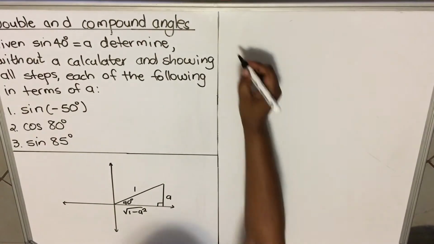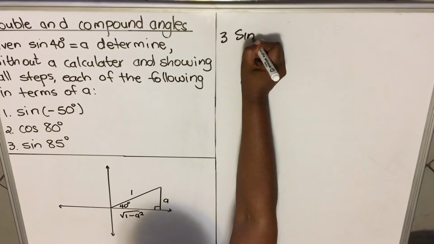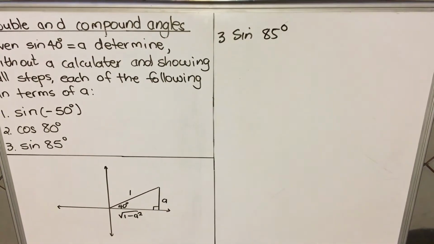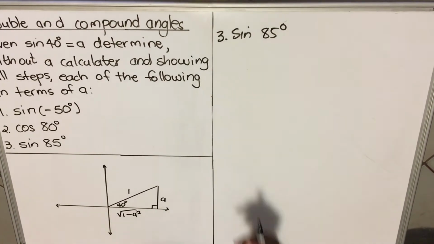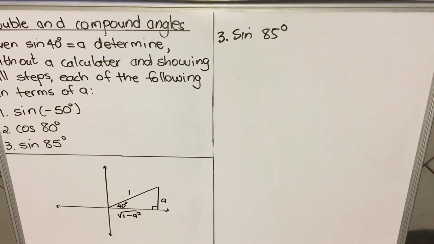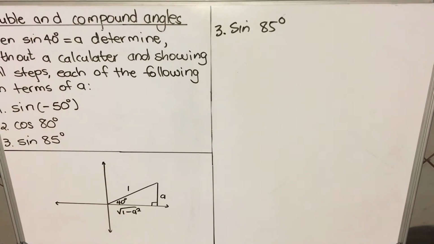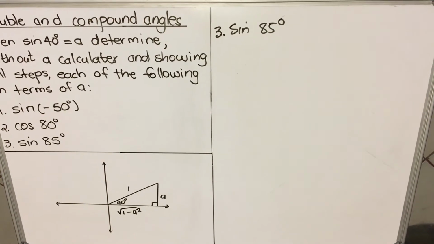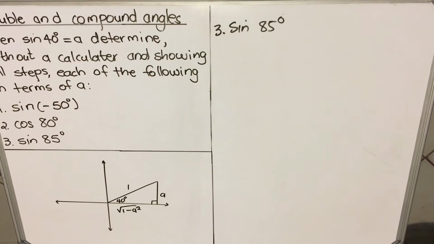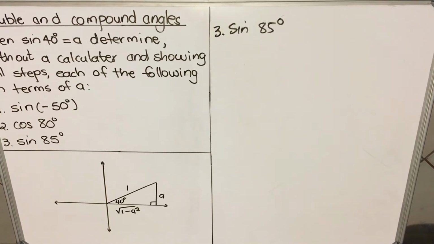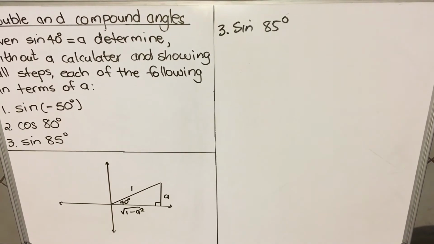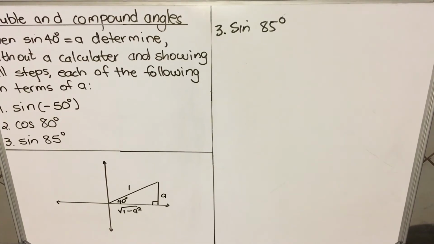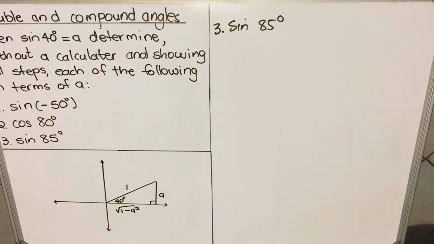Right, the third one, we have sine 85 degrees. Okay, with these questions, you always start with the reduction formula. So if the reduction formula doesn't work, double angle, like we did with number 2. If double angles doesn't work, you have to do compound angles. Compound angles, they are compounded, so they're not nice to work with. Try to use double angles first before you use compound angles.